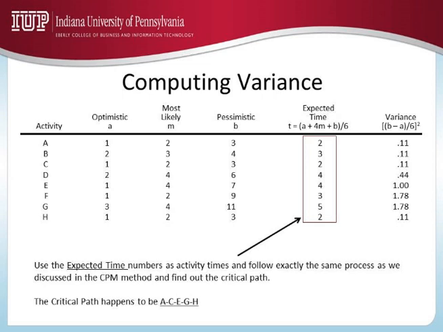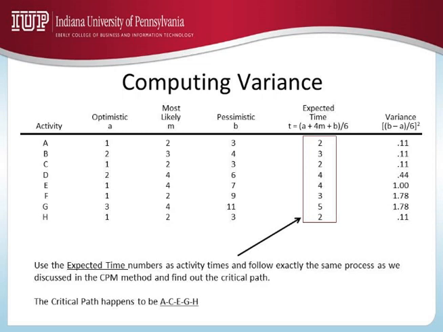Now, we saw in the previous slide how to calculate the expected time and the variance. Pretty simple formula. So 1 plus 4 times 2 is 8 plus 1 is 9, plus 3 is 12, divided by 6 is 2. Variance: b minus a is 3 minus 1 is 2, divided by 6. Square that. It's approximately 0.11. And repeat the calculation for all of these activities.